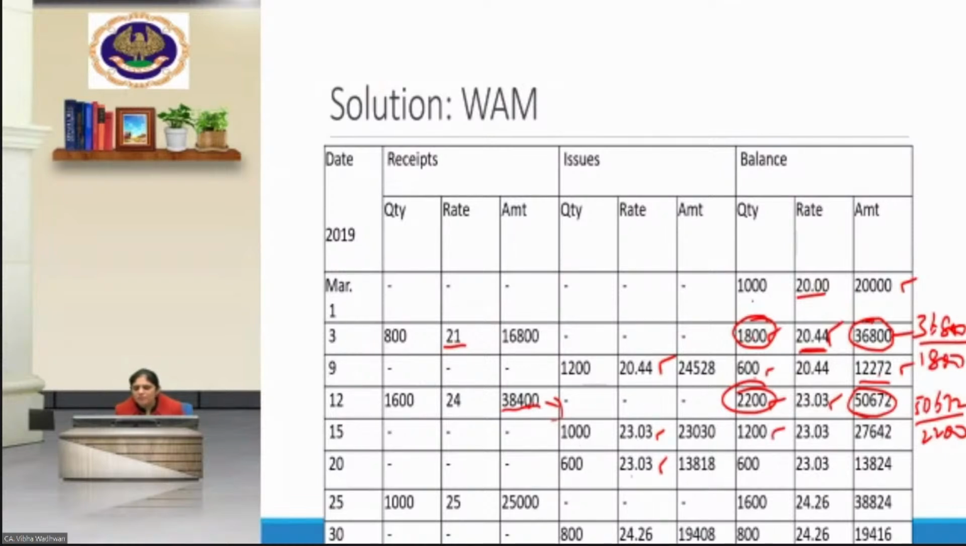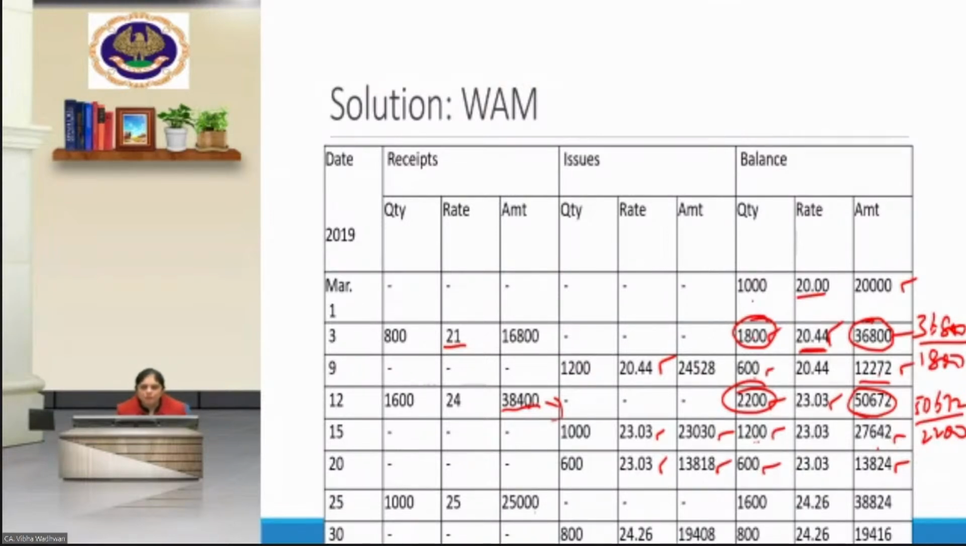2,200 minus 1000. This is the balance. 50672 minus 23030. This is the balance. Then again, there is an issue. 1200 minus 600, 600. 27642 minus 13818. So this is the new balance. The rate is not going to change. Clear?